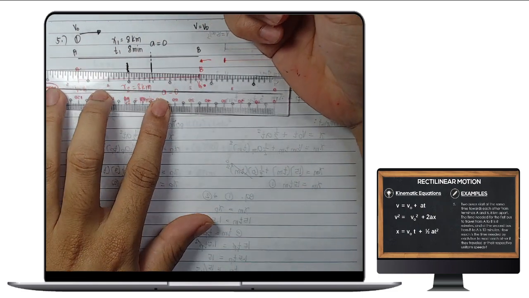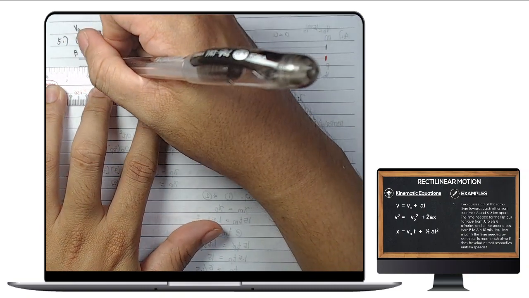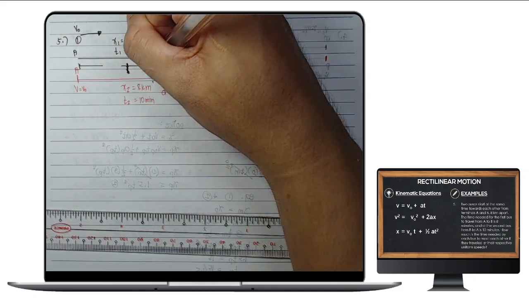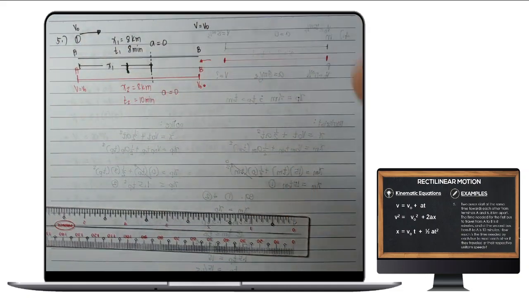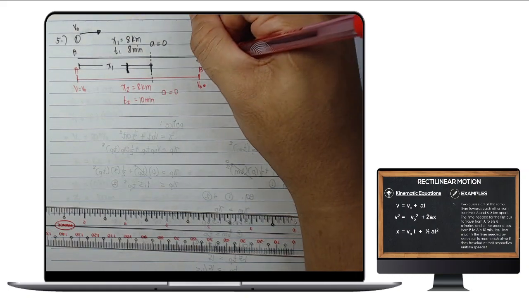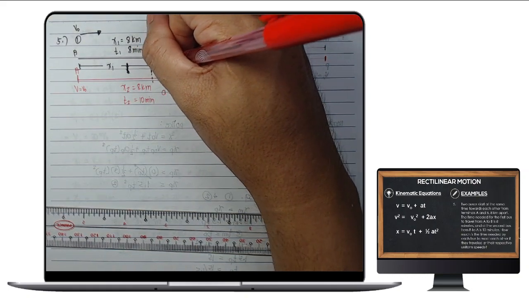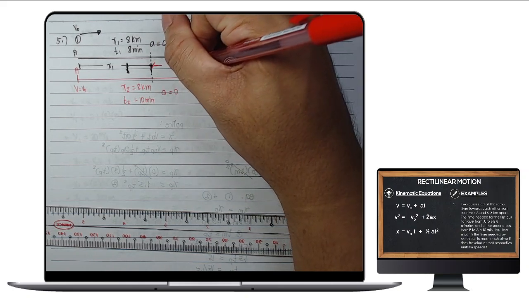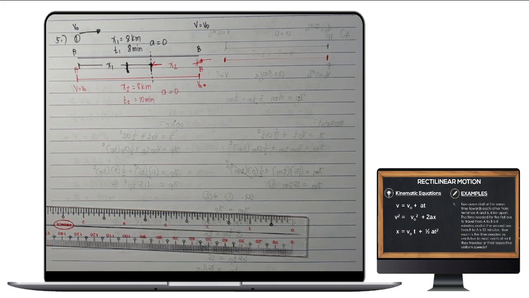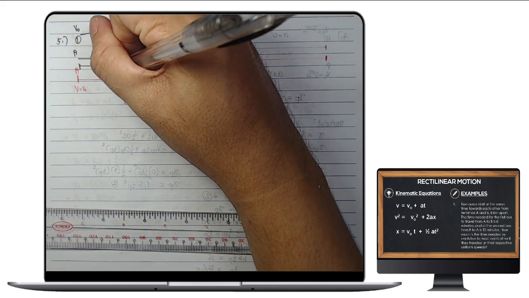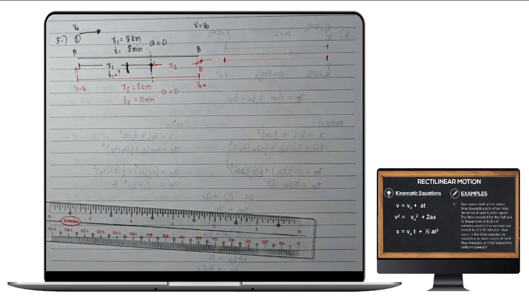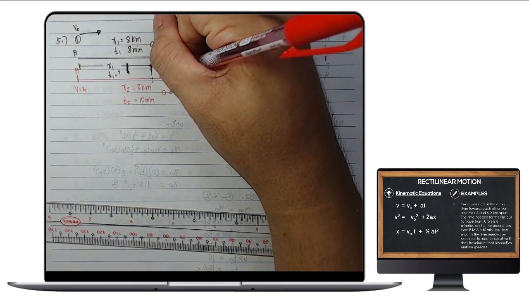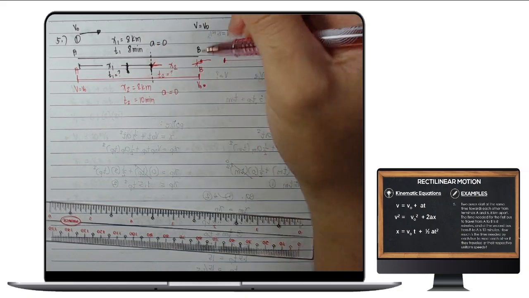Therefore, this will be the distance covered by bus 1, whereas this part will be covered by bus number 2. So with that, we do not know the elapsed time of bus number 1, and we do not know the elapsed time of bus number 2.